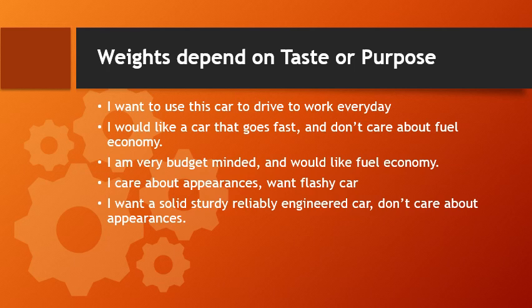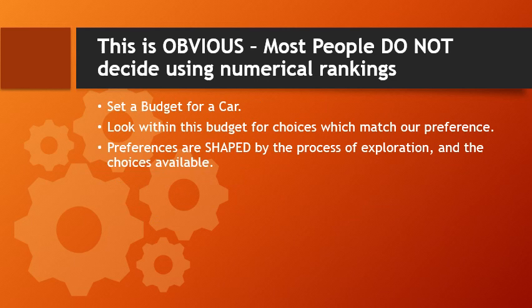So what weight we attach to different factors depends on the purpose for which we want to drive the car. It also depends on our tastes. So if I want to use a car to drive to work every day, I will have different kinds of preferences. If I want to use a car that goes fast and I don't care about fuel economy, that will be a different car. If I'm budget minded and I want fuel economy, or if I care about appearances and I want a flashy car, or I want a solid, sturdy, reliably engineered car and don't care much about appearances, all of these different kinds of personalities, different kinds of values, different kinds of purposes will dramatically affect the rankings of the car. So it is really obvious that we cannot reduce the quality of a car to a single number.